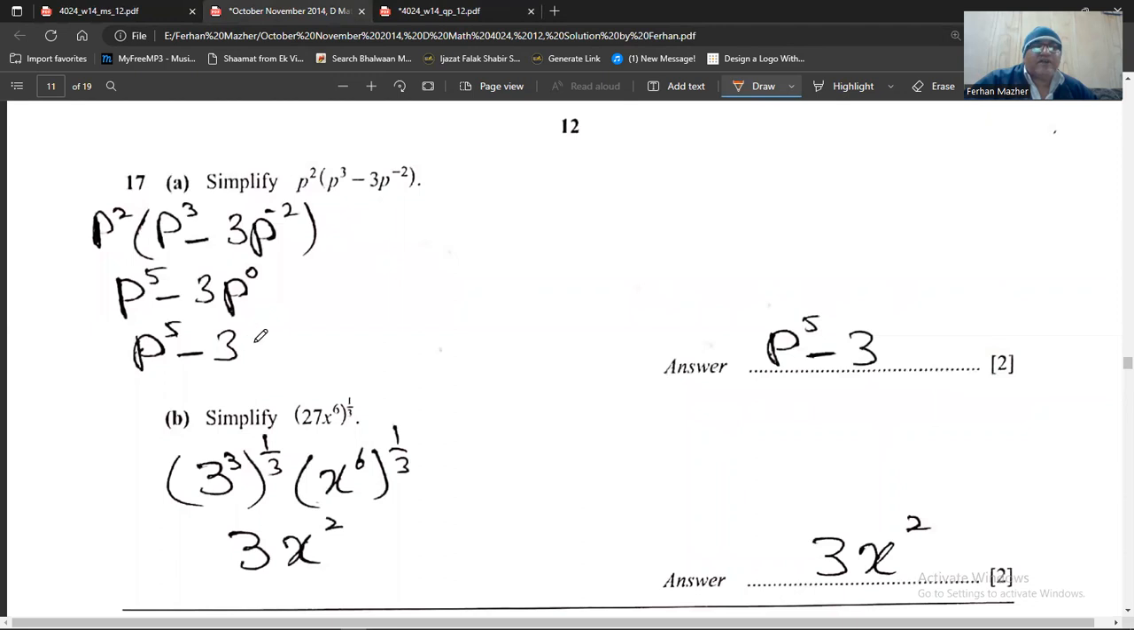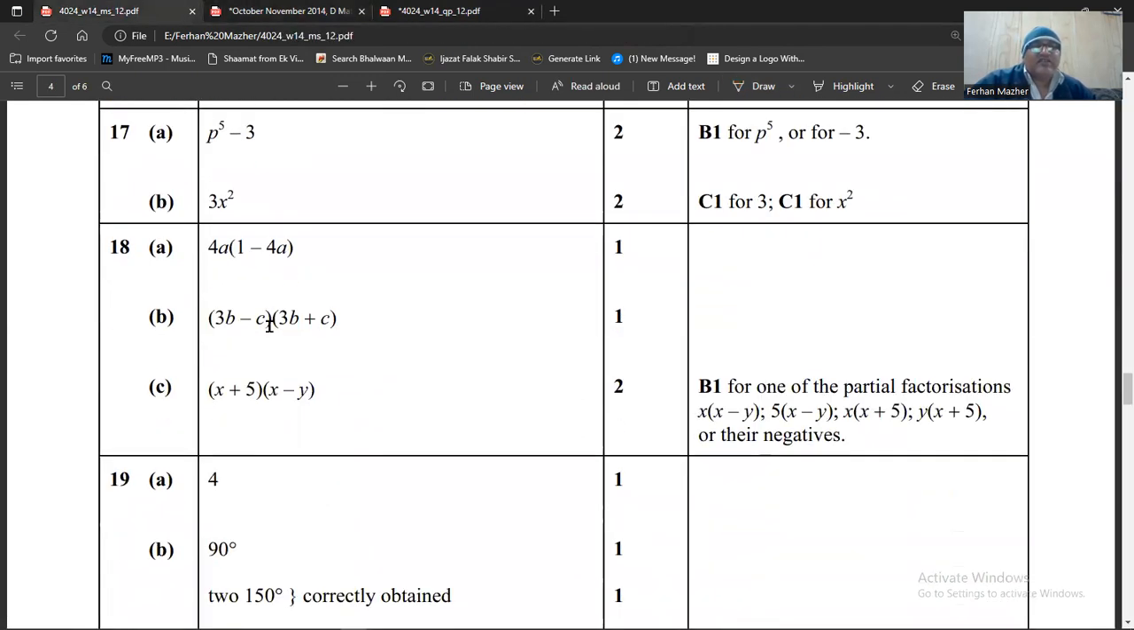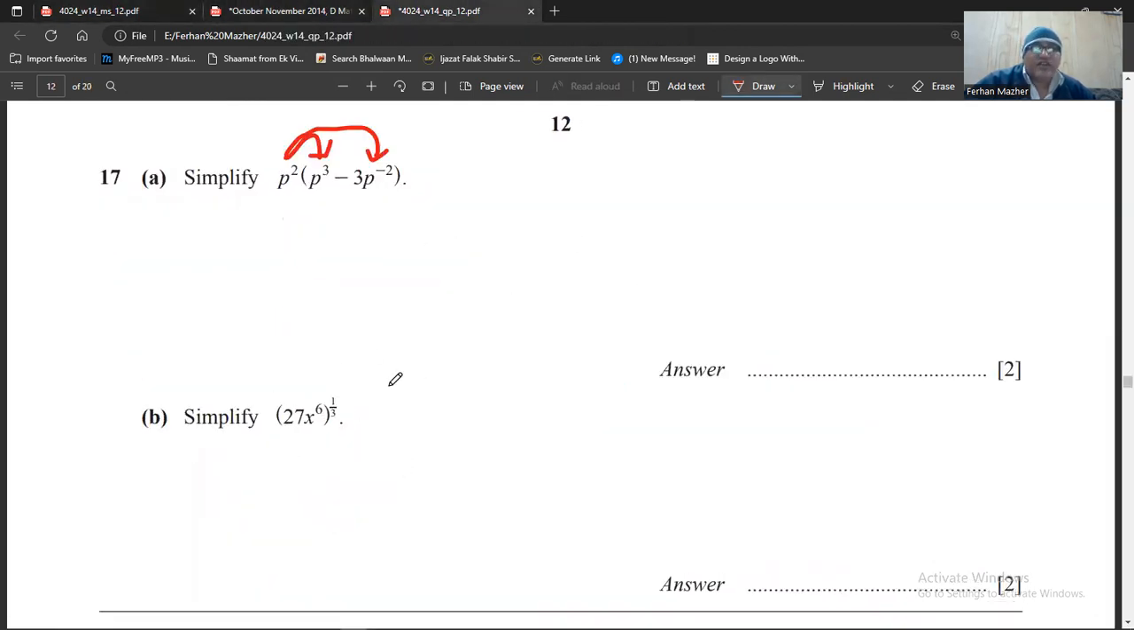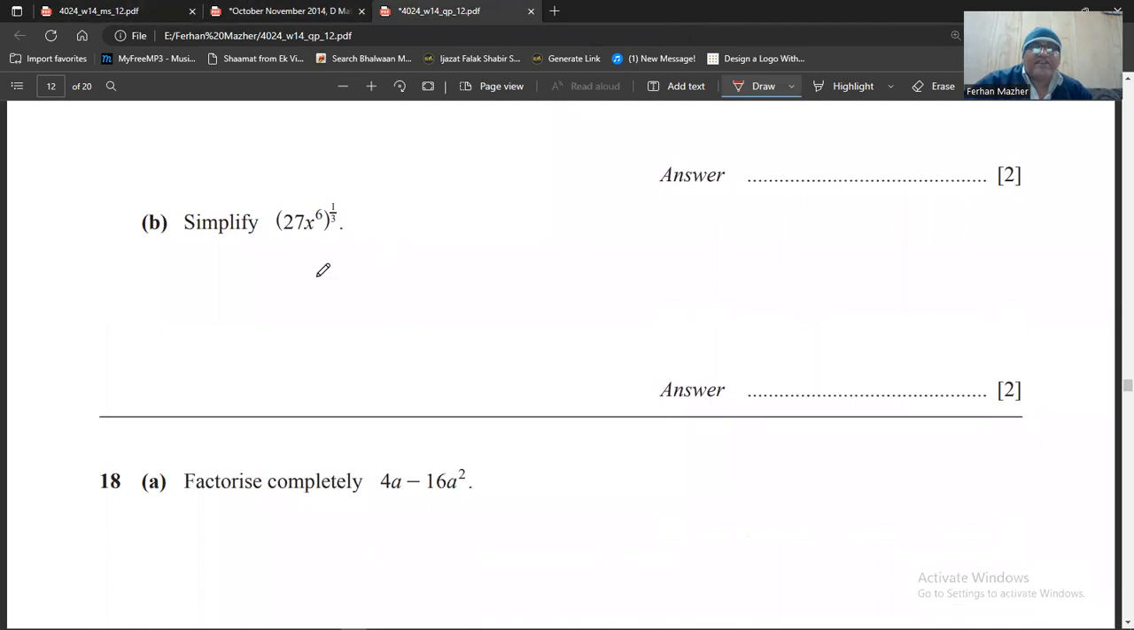So P raised to power 5 minus 3. This is my answer. So let's check. So the answer is right. And this is the solution. Question number 17, B part, he says 27 into x raised to power 6, the whole thing raised to power 1 by 3. So you know the 27 is what?